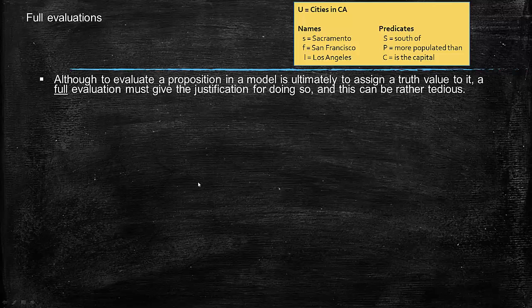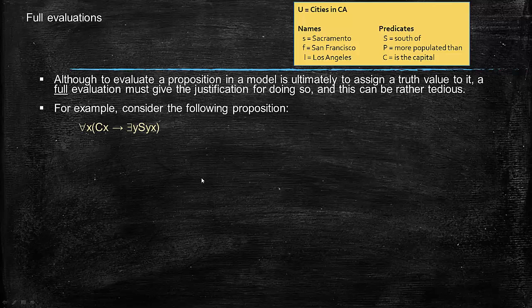So we've just been evaluating some simple sentences, but what we've been doing is just saying whether they're true or false and giving some reasoning to support this. But it's important to understand what's really involved in doing a full evaluation in predicate logic. So think about this proposition. For all x, if C of x, then there exists a y such that y is to the south of x. So that says for everything, if it's the capital, then there is something that is to the south of it.